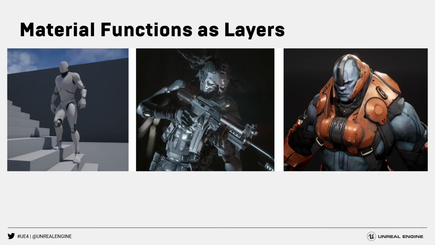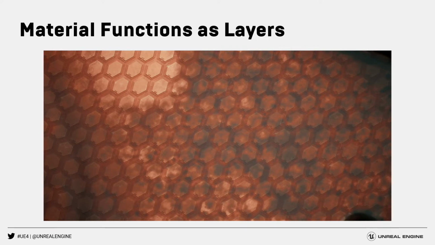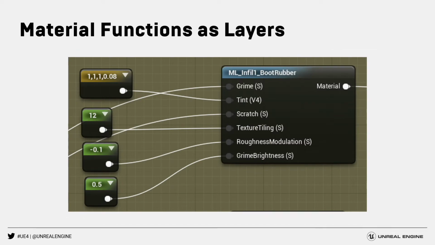So the next one I want to get into is material functions as layers. If you look at these three characters, it's worth noting that they have a lot of detail. When we zoom in, we can physically see detail all the way down. What's actually happening is we're using material functions as layers. Each material function is like leather or metal or carbon fiber or anything else.